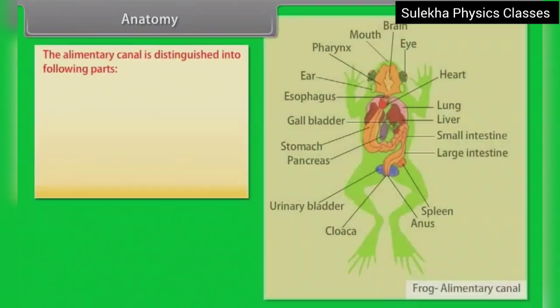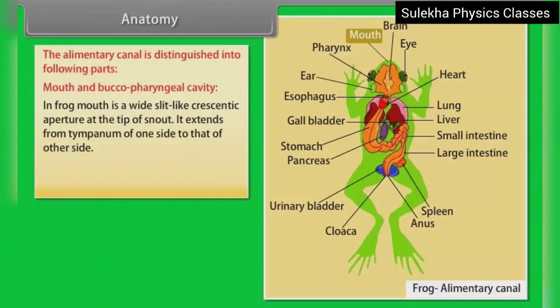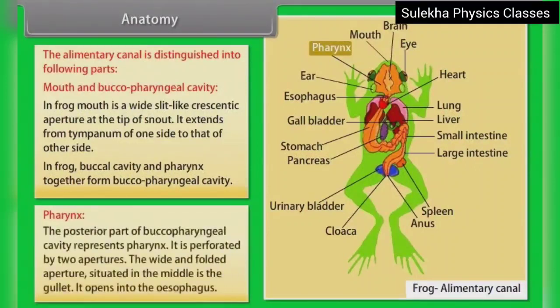Anatomy. The alimentary canal is distinguished into the following parts: mouth and buccopharyngeal cavity. In frog, the mouth is a wide slit-like crescentic aperture at the tip of the snout. It extends from the tympanum of one side to that of the other side. In frog, buccal cavity and pharynx together form the buccopharyngeal cavity. Pharynx. The posterior part of the buccopharyngeal cavity represents the pharynx.